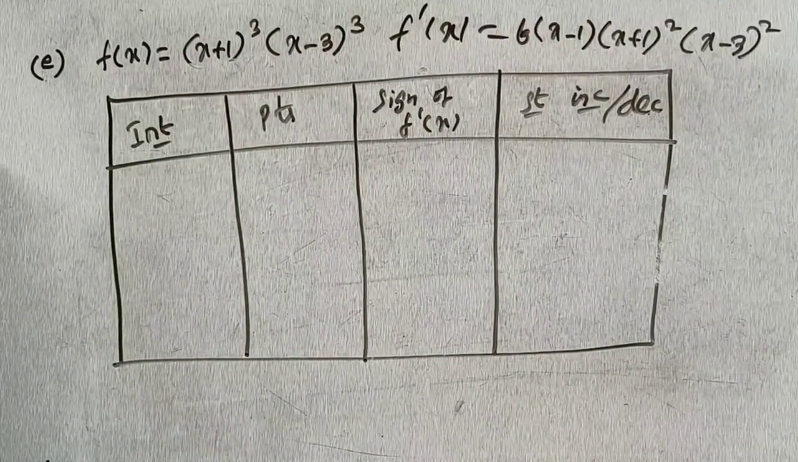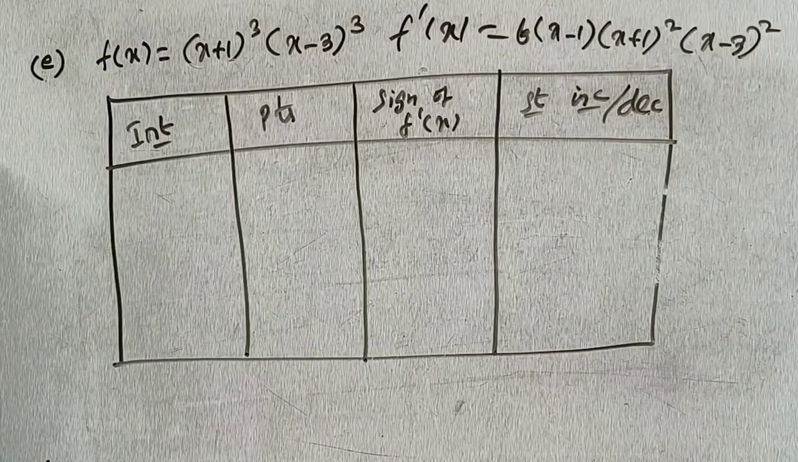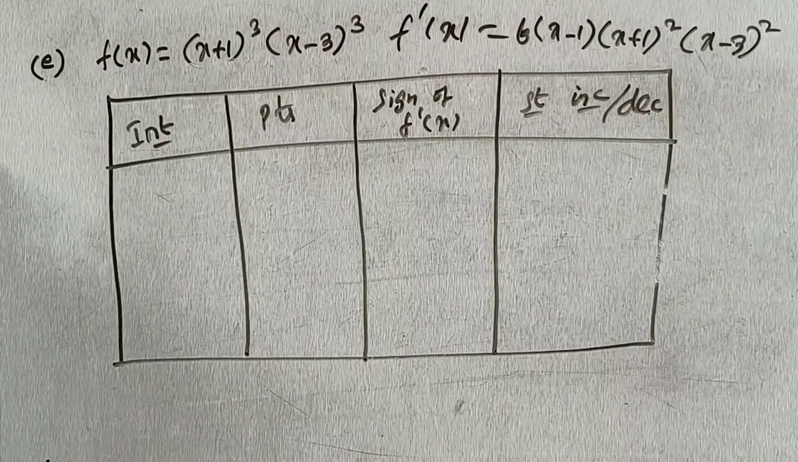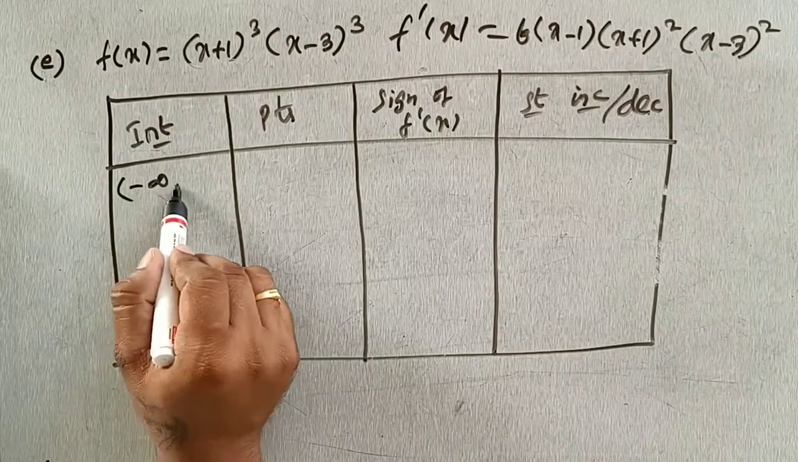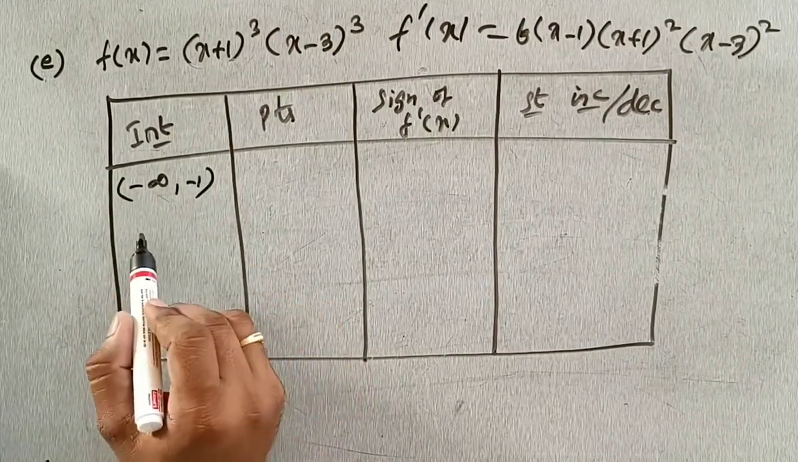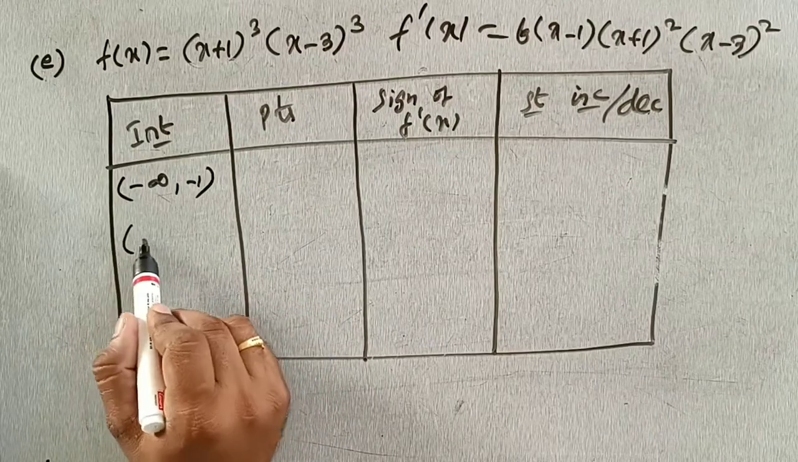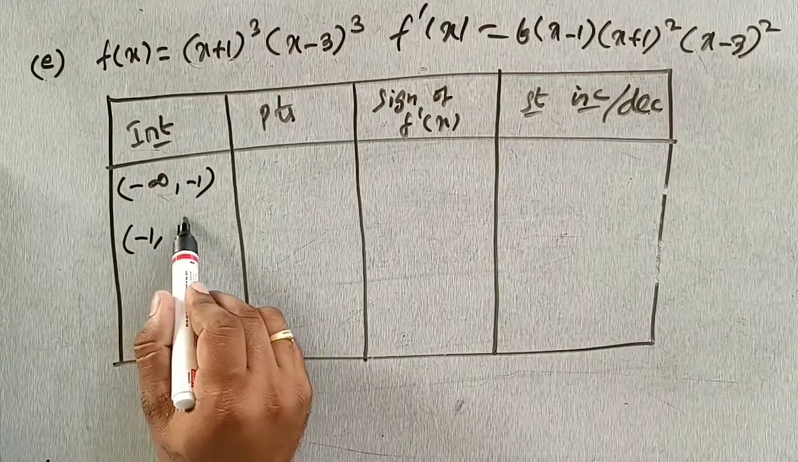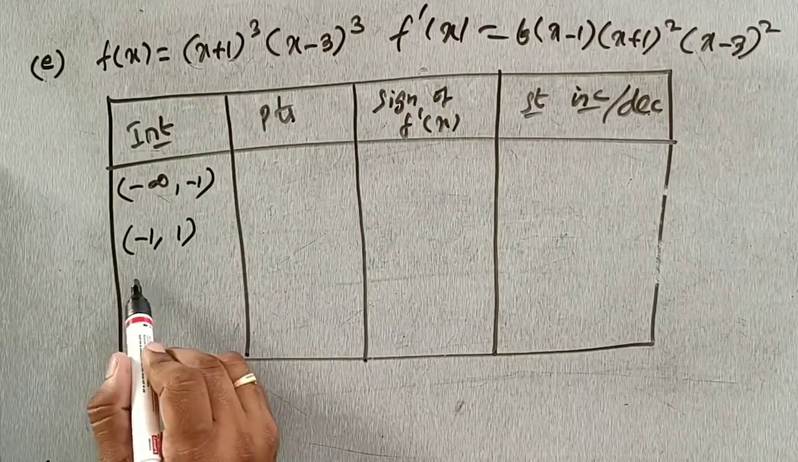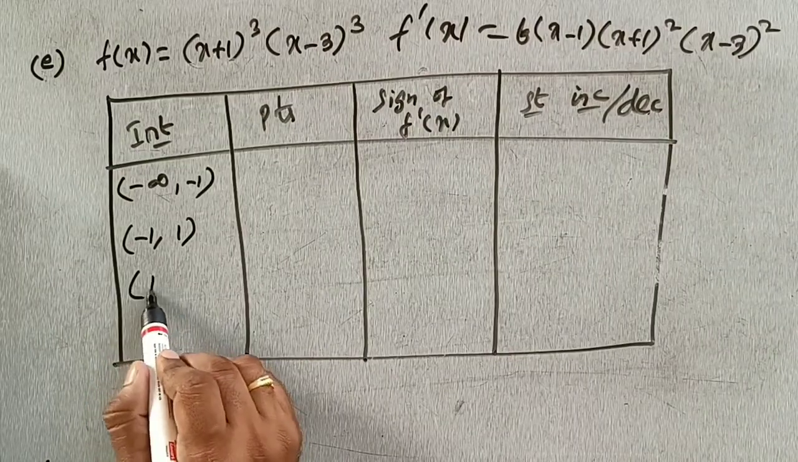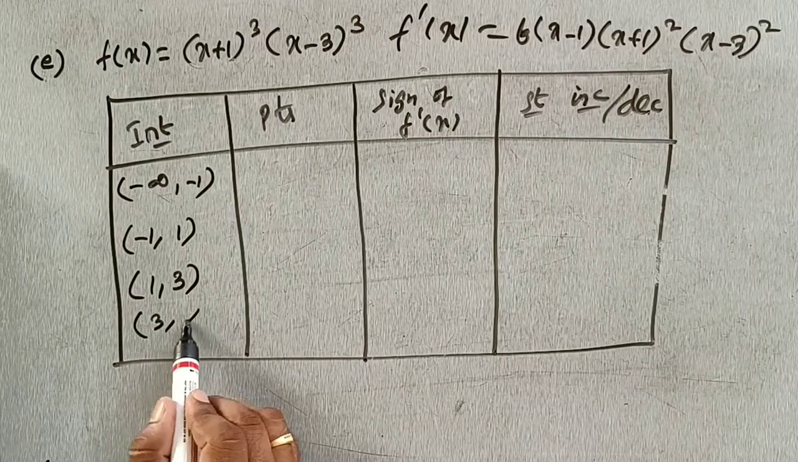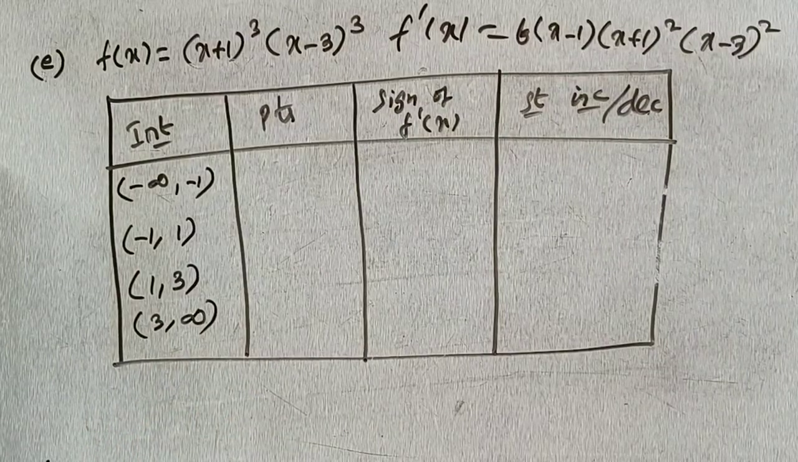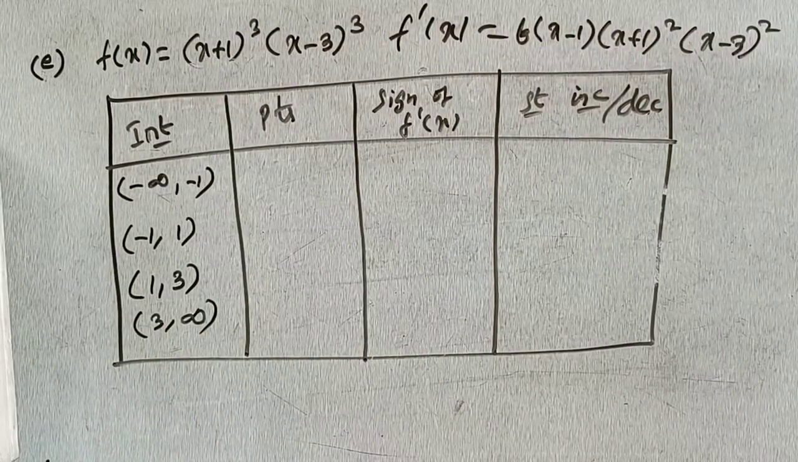Now write the first interval. What is the first interval? First interval is minus infinity to minus 1. Second interval is minus 1 to plus 1. And then third interval is plus 1 to 3. Finally the interval is 3 to infinity. Now take the points in this interval.